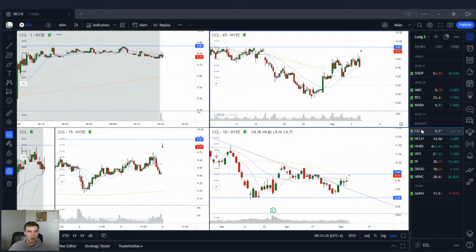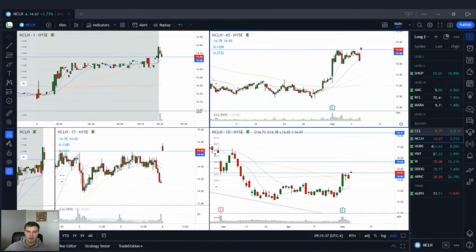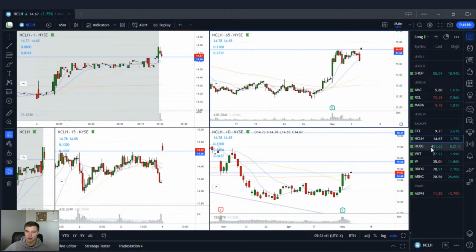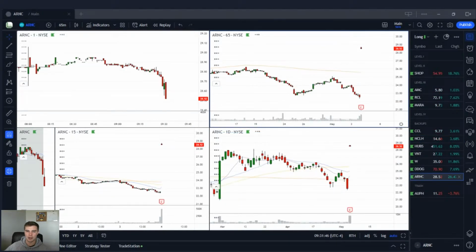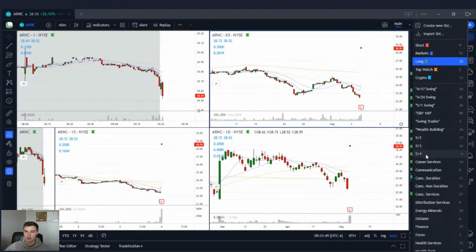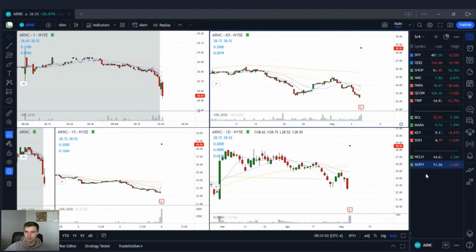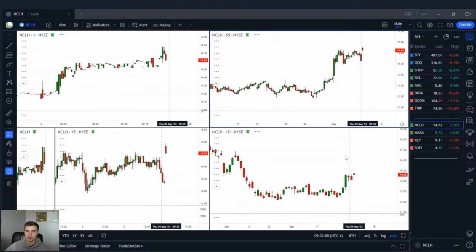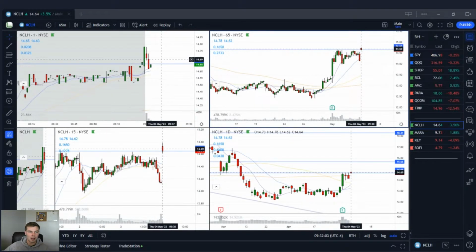Let's check out, I might give it to NCLH, guys. Probably throw NCLH on the list. This was the one I was closest to putting on there. All these ideas right here just didn't have a good volume, except for ARNC. But this one was gapping up 27%. So yeah, a little bit tough there. All right. So we got NCLH, replace AUPH with NCLH.